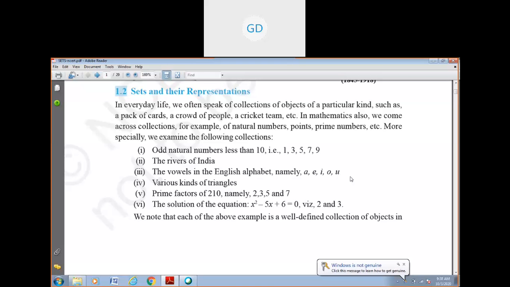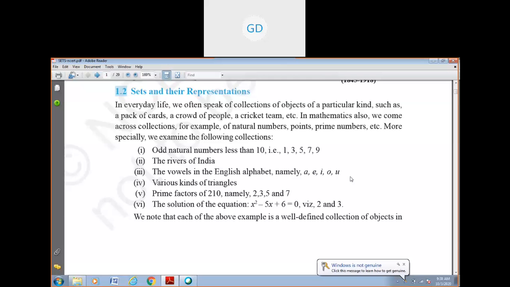Collection of, suppose, intelligent students in your class. This is a collection, but it is not well defined, and that's why mathematically we cannot say it is a set. Usually you can say that these few students are brilliant students of our class. Sometimes on the basis of scores, on the basis of mark sheet, a few students might be picked up as brilliant students. But in mathematics it is not a set.